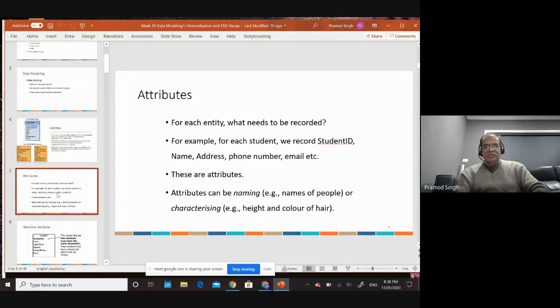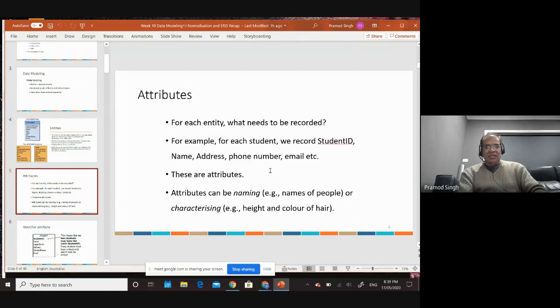The second concept is attributes. As I said, an attribute represents a characteristic of an entity, and that characteristic can be a name or some other feature of the entity. In this particular example, at the bottom, it is given that an attribute can be the name of a person, the name of a place, an individual, or a characteristic of an individual, like height, color of the hair, etc. So attributes can be represented in this form.